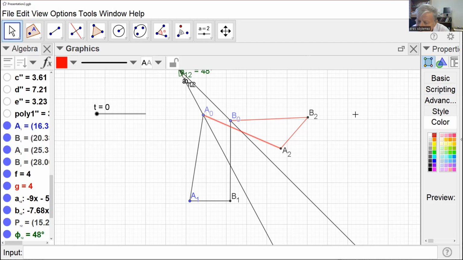Similarly, B0 is on the perpendicular bisector B12, so any point on B12 will be equidistant to B1 and B2. So that means A0A1 is equal to A0A2, B0B1 is equal to B0B2, A1B1 is equal to A2B2, and A0B0 is the same. This 4-bar will exist at these two positions. Any questions? This is very important.